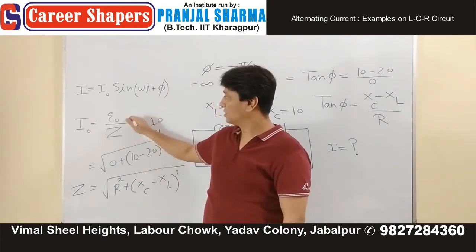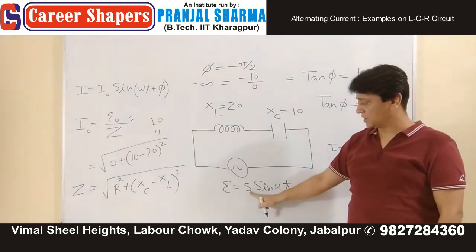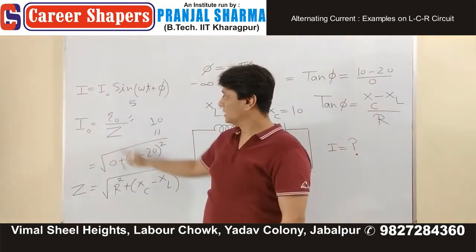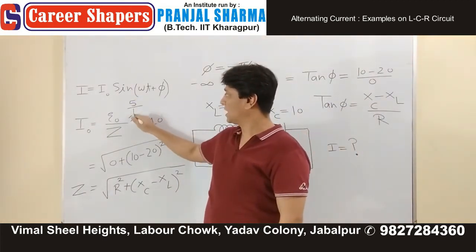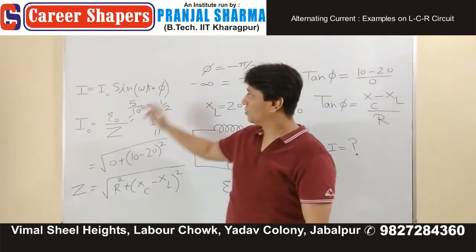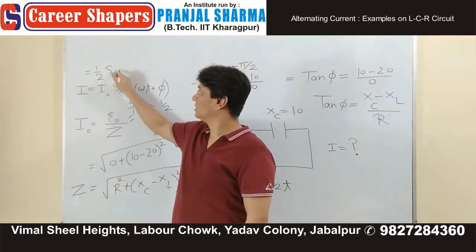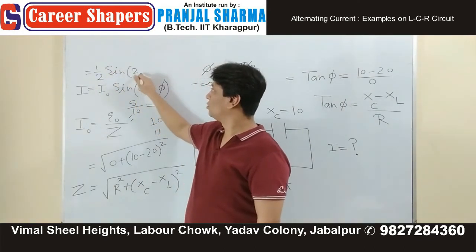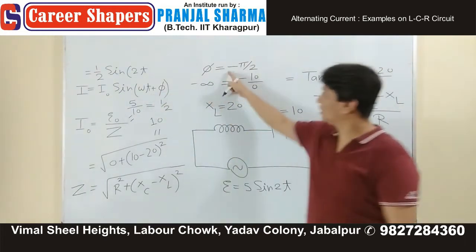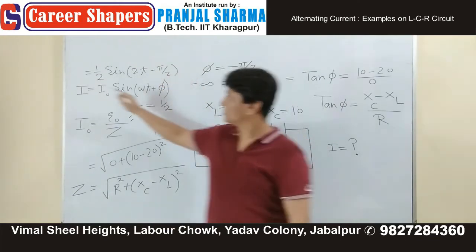What is I naught? E naught. What is E naught? This part. E naught sine omega t. So your E naught is 5. Z we have calculated is what? 10. So your I naught is coming 1 by 2. Put it over here. I naught is coming 1 by 2. Sine omega is what? 2t. Omega t plus phi. But what is phi? Minus pi by 2. This is your I.